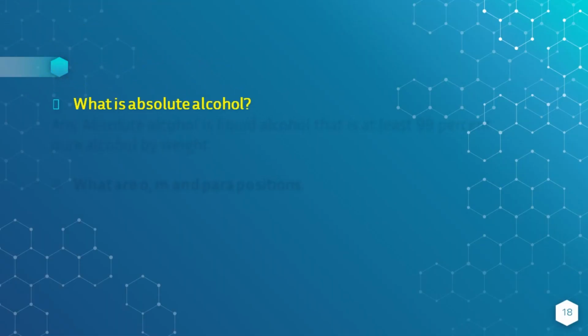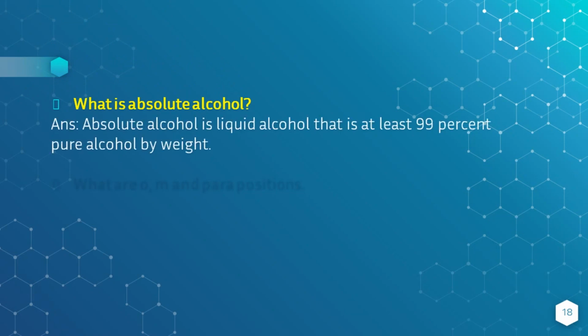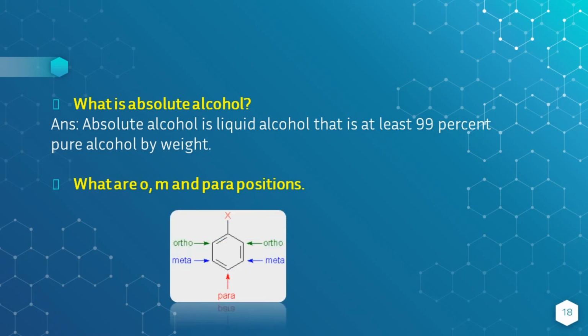So what is absolute alcohol? We many a times use the word absolute alcohol. So absolute alcohol is a liquid alcohol that is at least 99% pure alcohol by weight. So there is a difference between rectified spirit and absolute alcohol. Next question is, what are ortho, meta and para positions? As in one of the compounds we have seen, orthophenylene diamine. So there are also two other positions, meta and para. So you can see which position is named as ortho, which positions are named as meta and which is the para position.